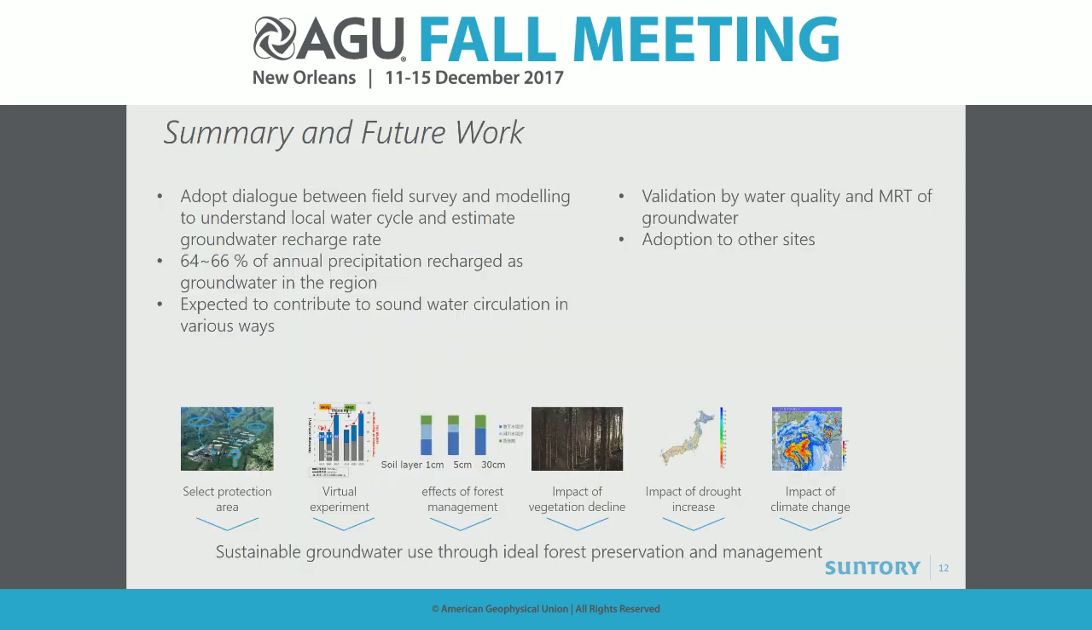Yeah, and this is the summary and future work. We adapted the dialogue between field survey and modeling to understand the local water cycle, and we could estimate the groundwater recharge rate, which is invisible to us. In future, we want to validate this model with water quality, water temperature, or mean residence time of groundwater.